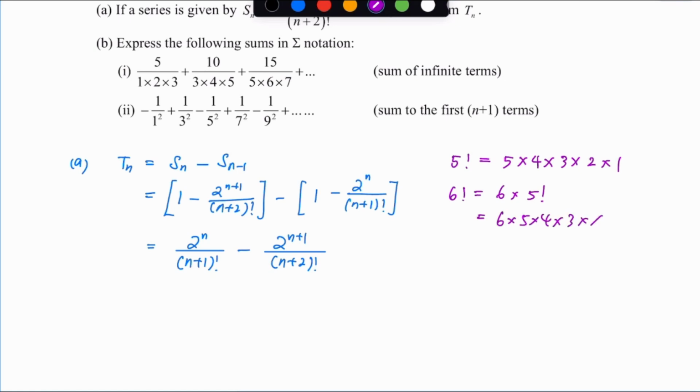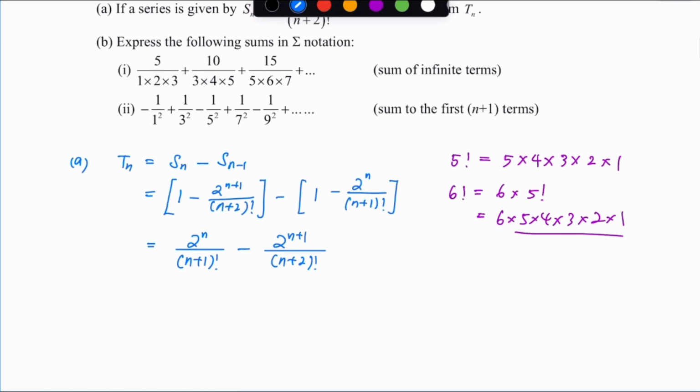Sure. You want me to write the whole thing? But this itself is 5 factorial, correct? So in a way, if I want to make the common denominator, there's two ways. Either I break this down to n plus 1 factorial, or I build this up to n plus 2 factorial. You get what I mean?